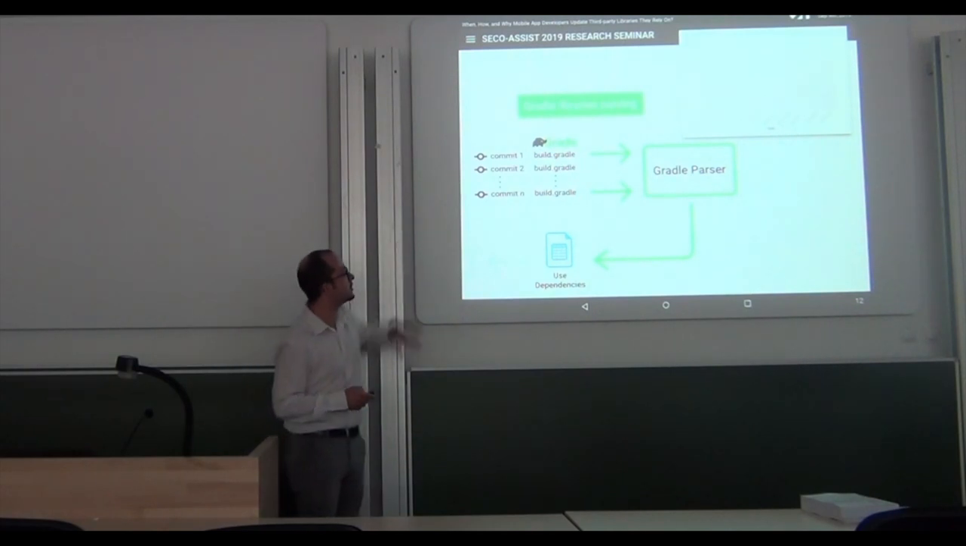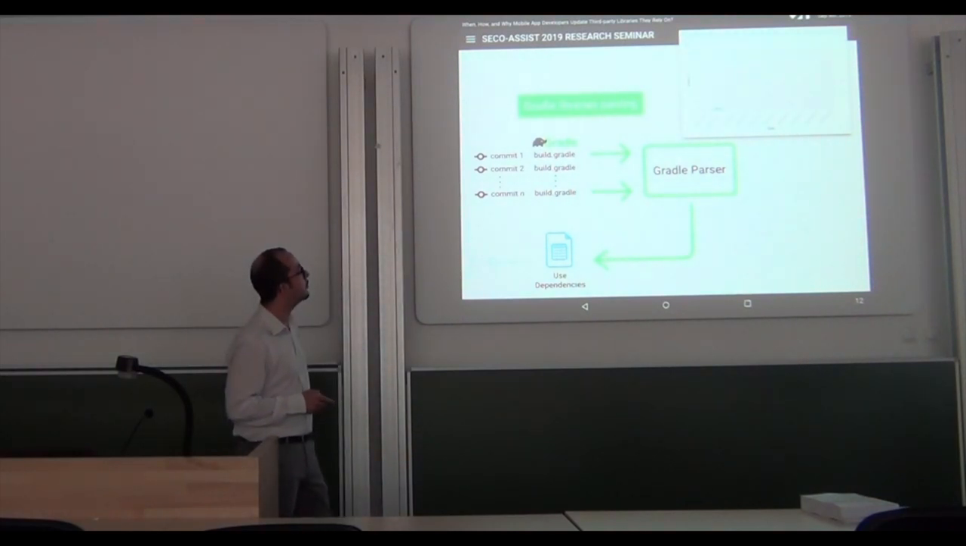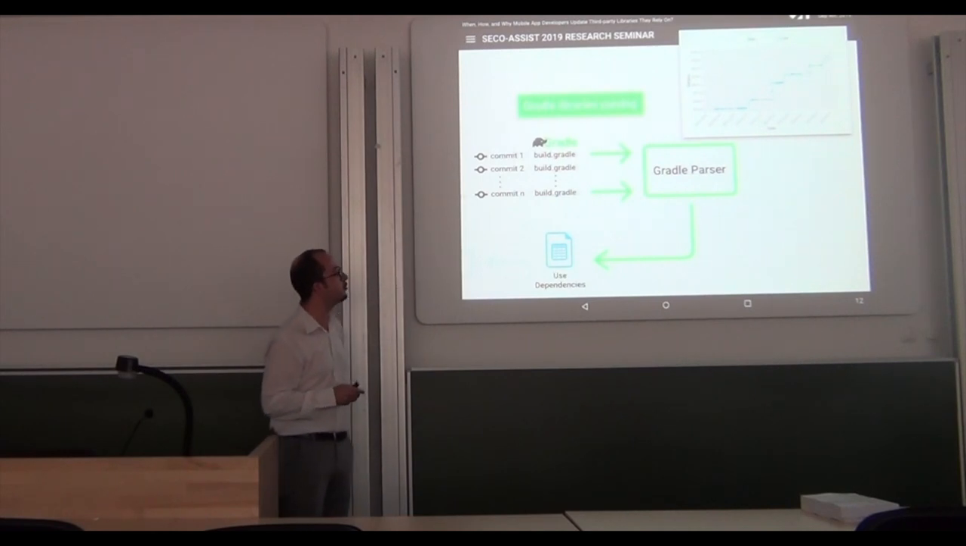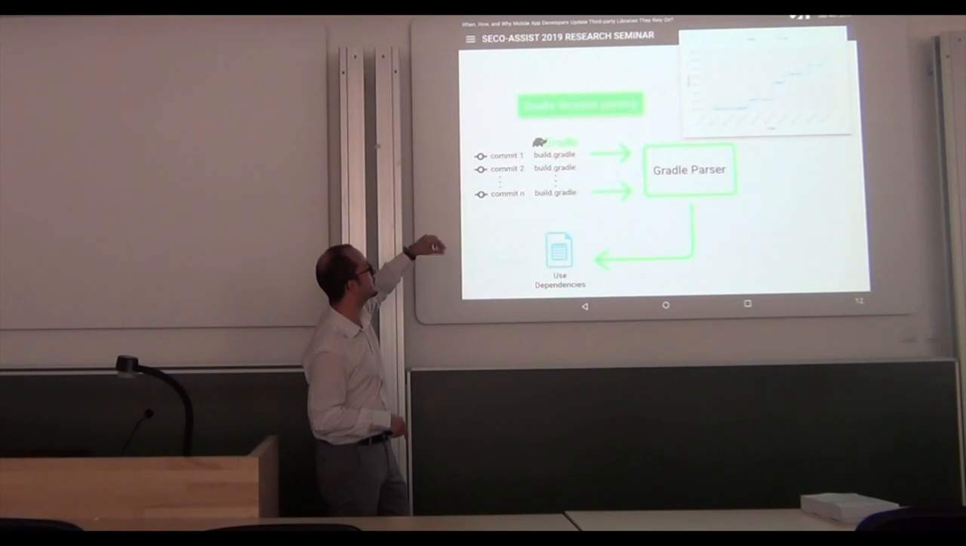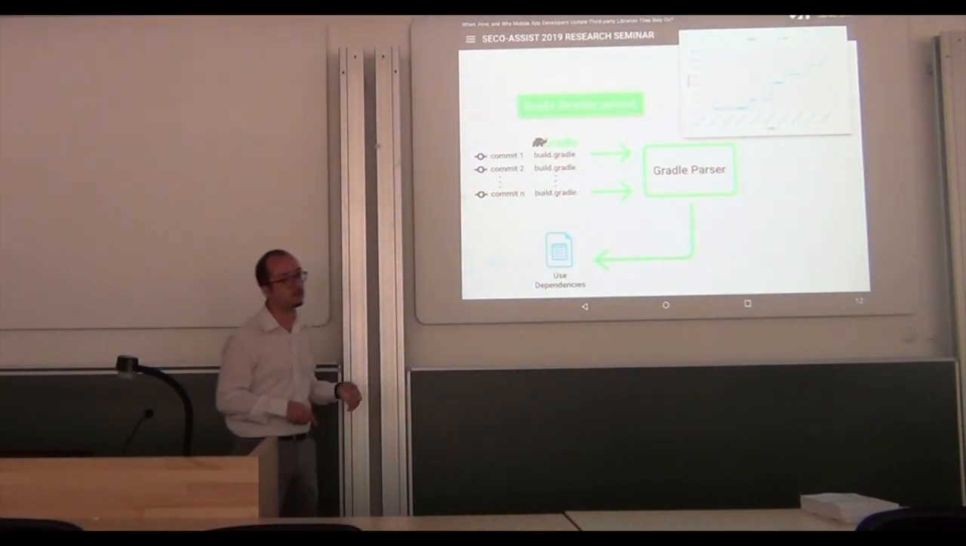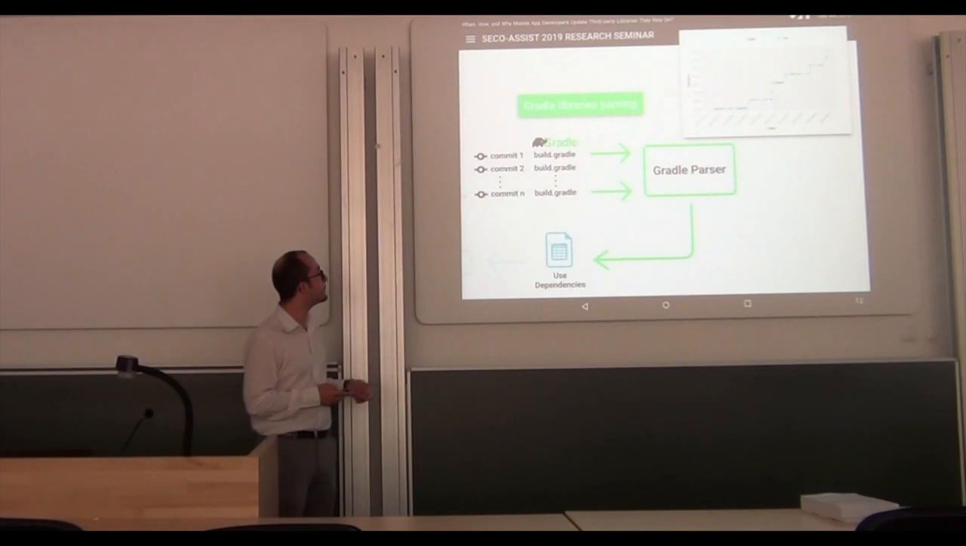So basically, if we consider the example that I showed you before, for each third-party library, we had this information. So in this plot, basically on the x-axis you have all the history, while on the y-axis you have the version of the third-party library, and then each point represents an update in the build.gradle file.